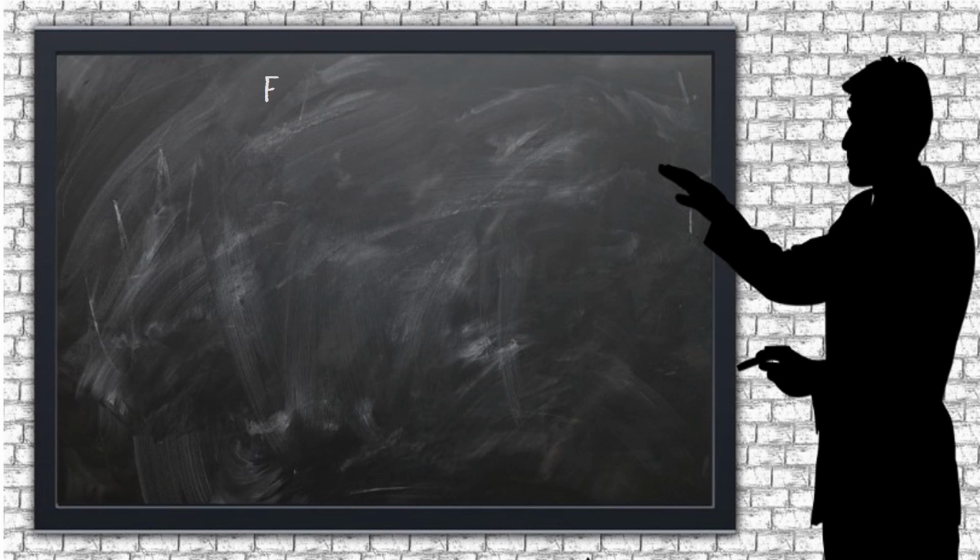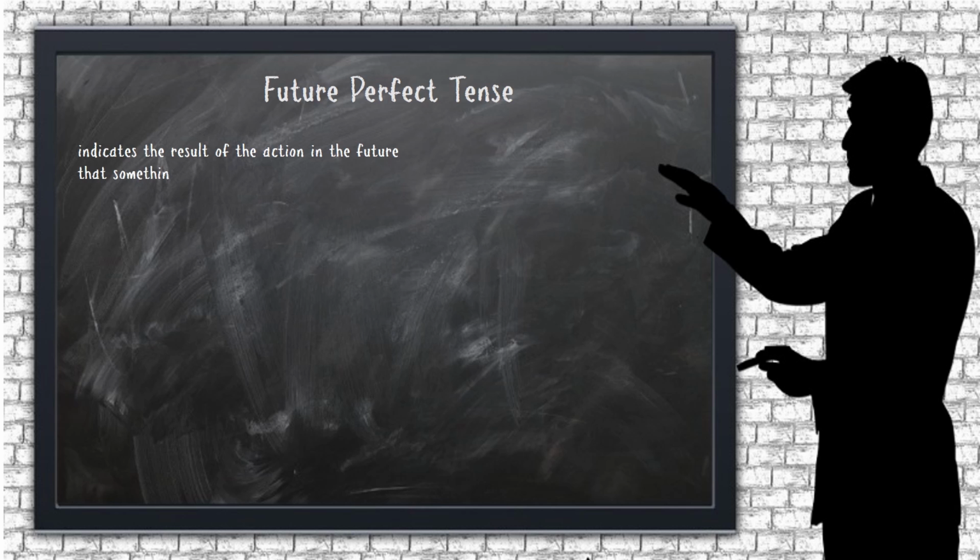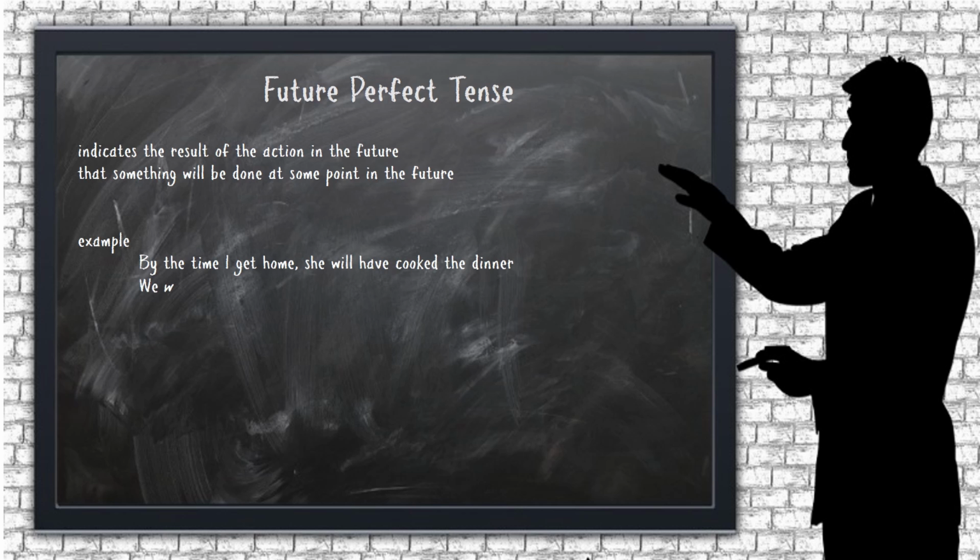Future perfect tense indicates the result of the action in the future, that something will be done at some point in the future. Example: by the time I get home, she will have cooked the dinner. We will have returned home by evening. This tense is formed with will, plus have and the past participle of the verb.